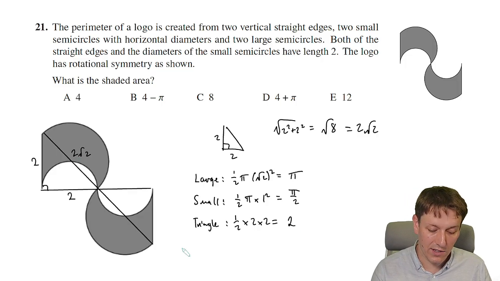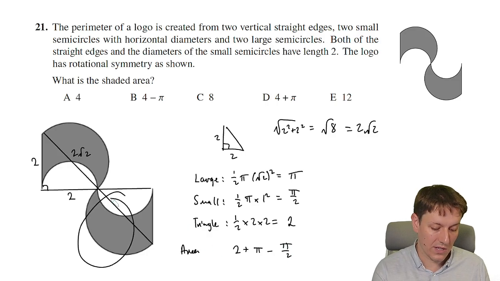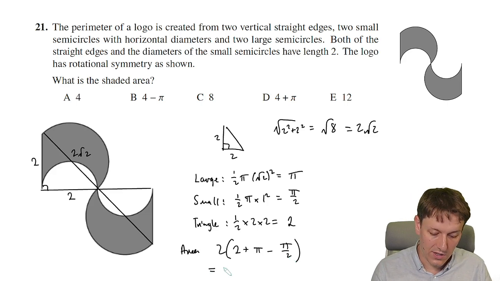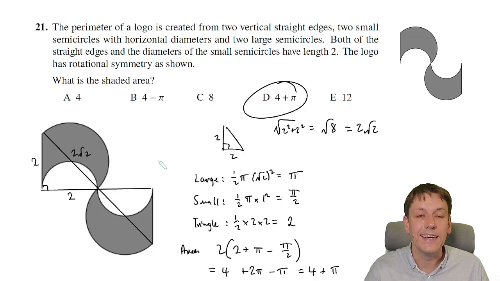So the area that we're looking for, at least of this top part, is just going to be the area of the triangle plus the area of the large semicircle minus the area of the small semicircle. And overall I want 2 of those because I want to count the bottom half as well, so I need to double this at some point. So I've got 4 plus 2 pi minus pi, and that gives me 4 plus pi, and so the area that we're looking for is 4 plus pi, which is D.